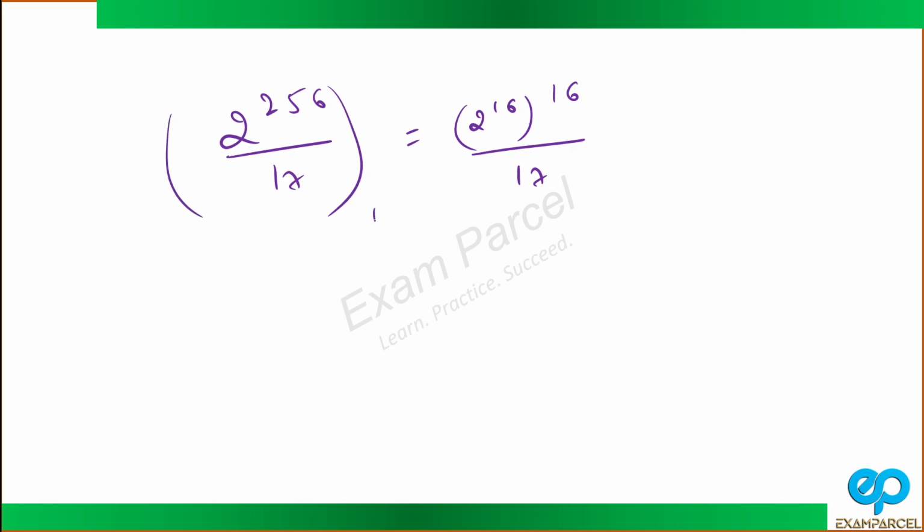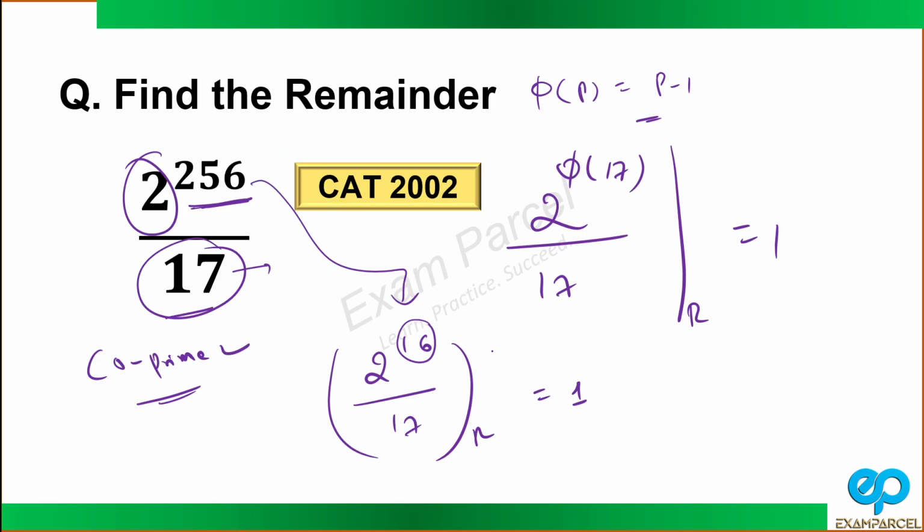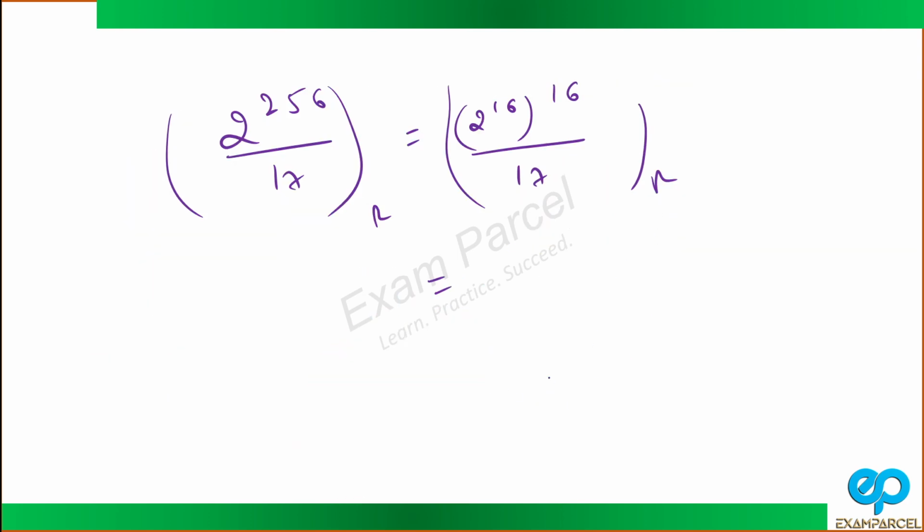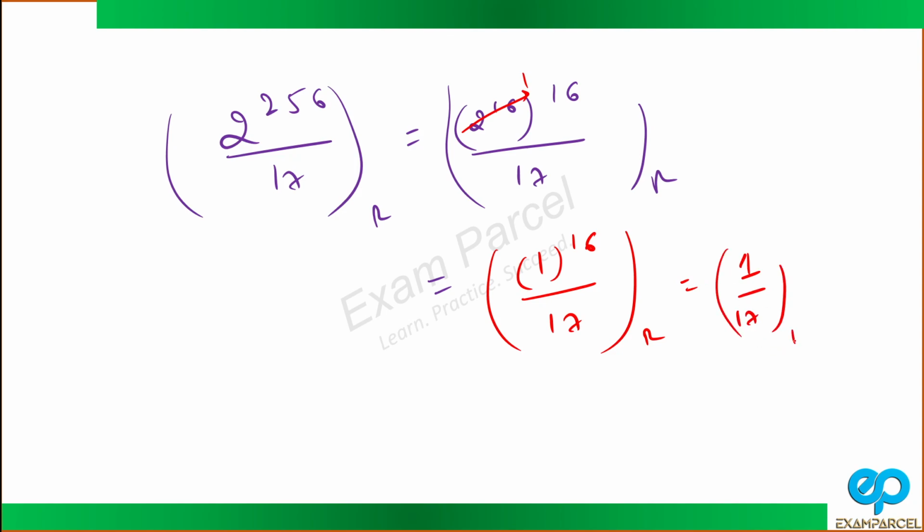Right? I want this remainder. Now I know that this remainder, 2 raised power 16 upon 17, is 1. So can I simply replace this by 1? From here I got 1 raised power 16 upon 17 remainder. Now any power of 1 is going to give me 1. So 1 upon 17 remainder, and finally our answer is 1.